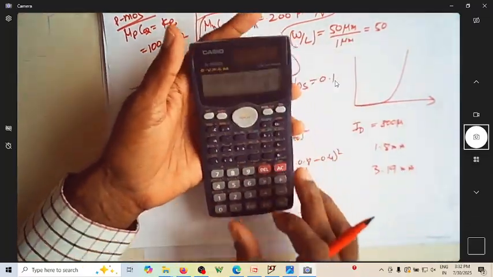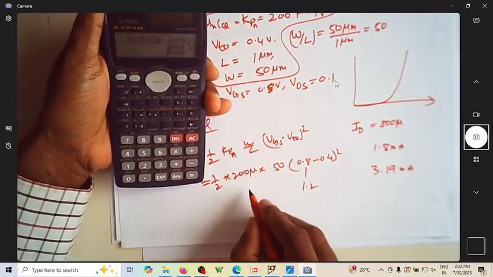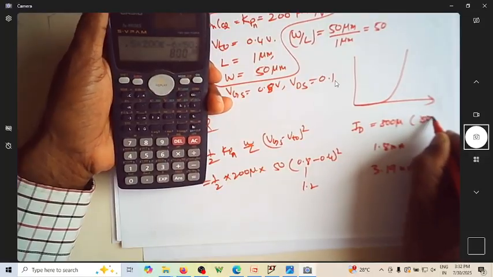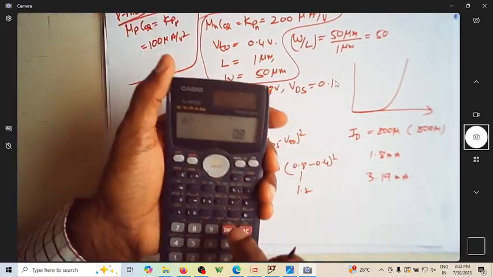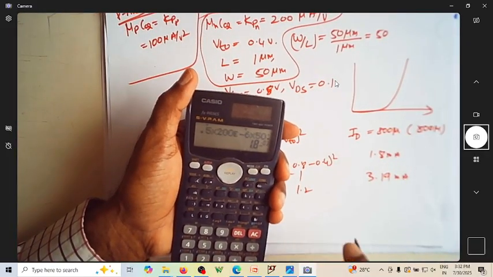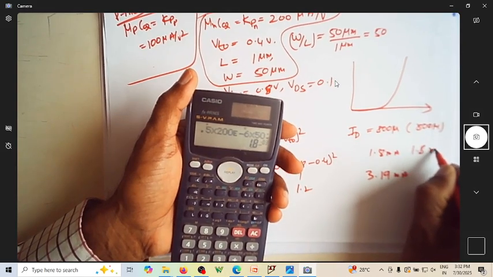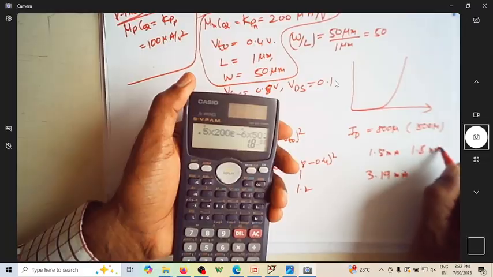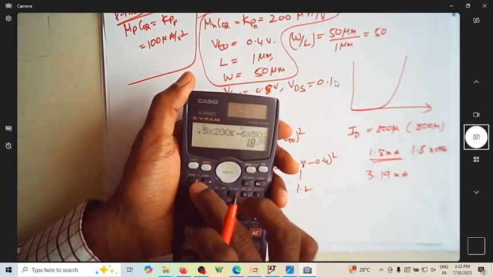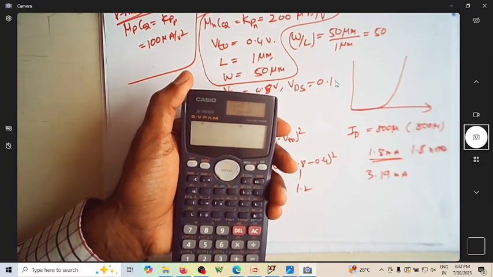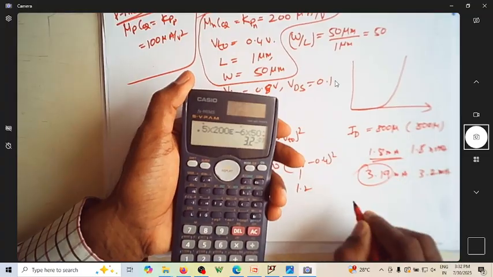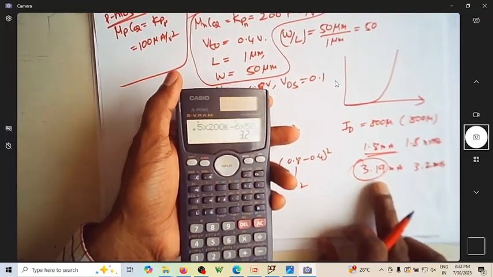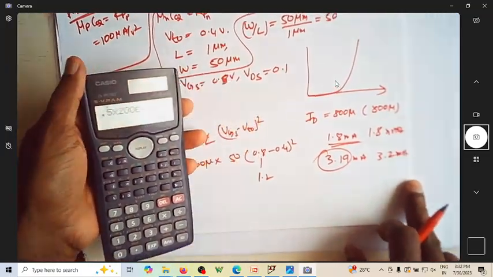I got a current of 800 micro. This is my calculated value. Then I will do it for 1 volt. It's 1.8 milliamperes. Can you see this is 1.8 milliamperes? This is my simulated value. Calculate for 1.2 volt. Can you see it is 3.2 milliamperes, which is 3.19 milliampere in simulation. You're getting it as almost the same.